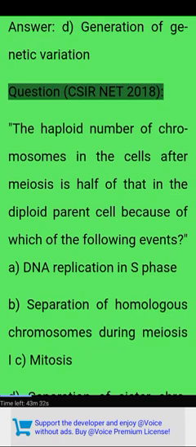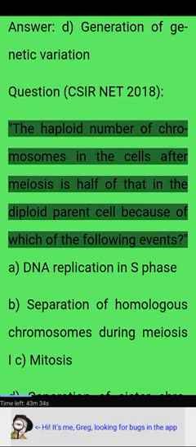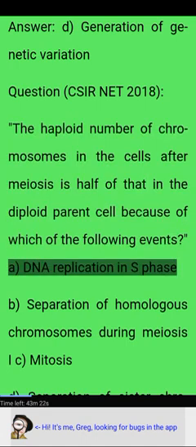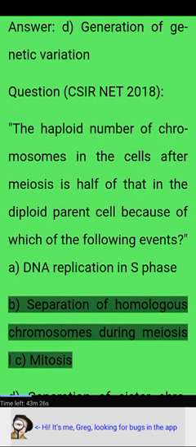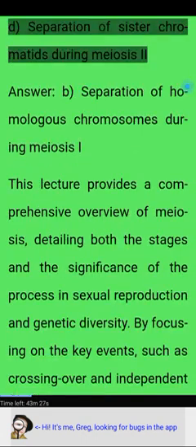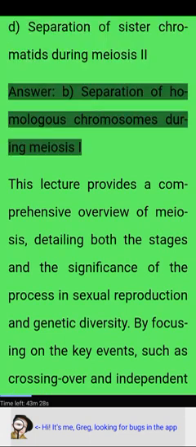Question, CSIR NET 2018. The haploid number of chromosomes in the cells after meiosis is half of that in the diploid parent cell because of which of the following events? A, DNA replication in S phase. B, separation of homologous chromosomes during meiosis I. C, mitosis. D, separation of sister chromatids during meiosis II. Answer. B, separation of homologous chromosomes during meiosis I.